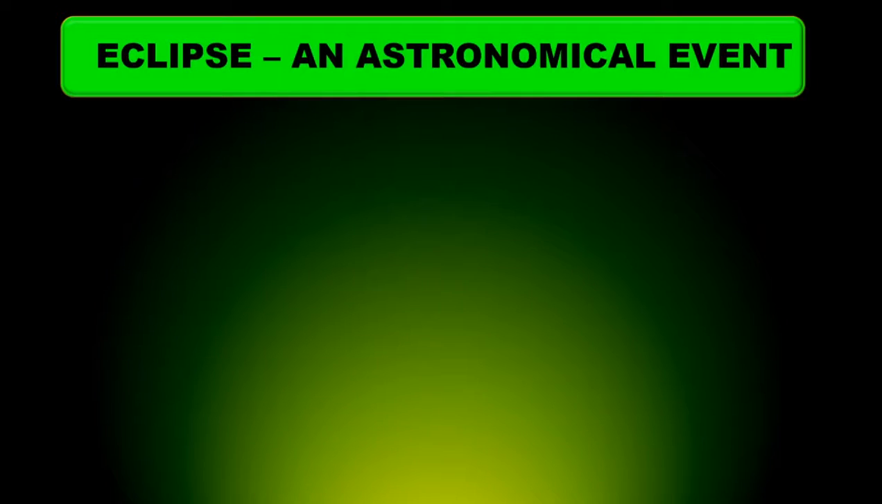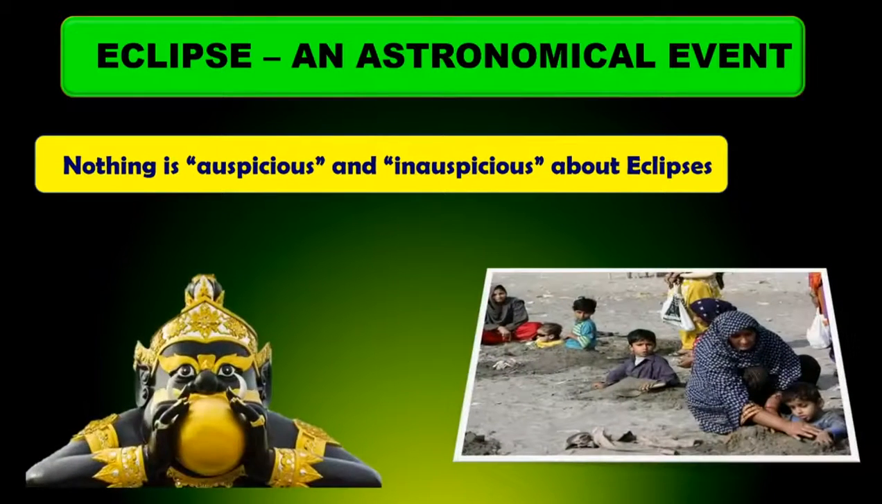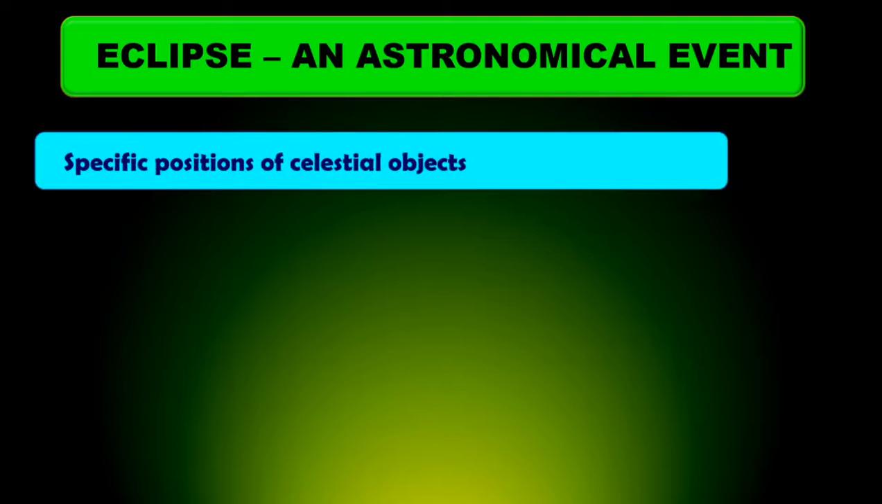Eclipse, an astronomical event. So students, eclipse is nothing good or bad. It is just an astronomical event. A solar eclipse or lunar eclipse is just an astronomical event. There is nothing auspicious or inauspicious about these events. It is just a result of the sun, the earth, and the moon being in specific positions.